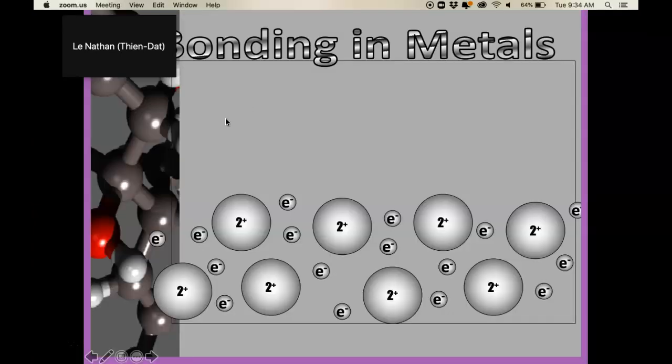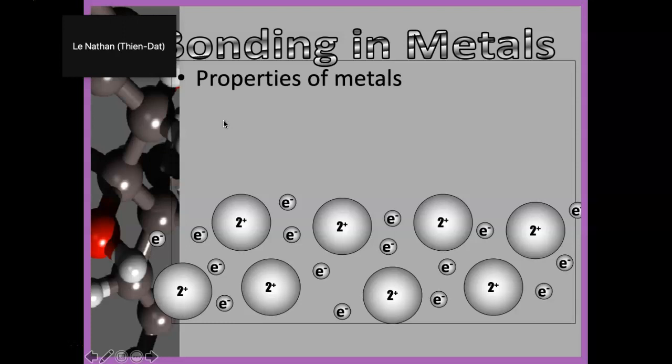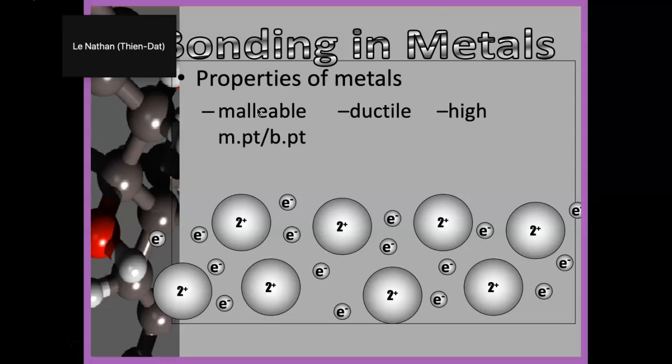Okay, so we know that there are certain properties of metals that make them special. We know that they are malleable. What does that mean? You can bend them. They are ductile. That means they can be stretched out into wires. We use copper wiring for so many things. We know they're super hard to melt, a high melting point, and super hard to boil, a high boiling point. But we also know they're great conductors of heat and electricity.